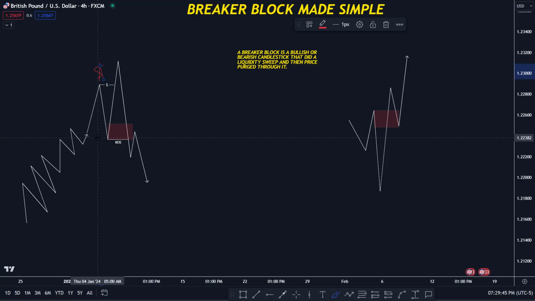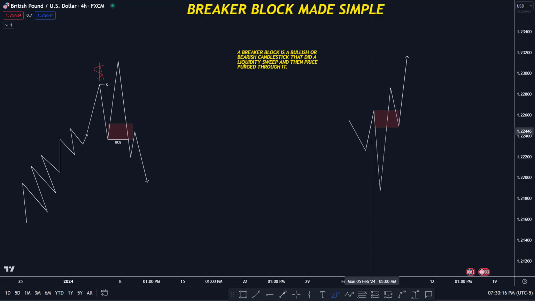So after this breakout structure, this last bearish candlestick right here, because price started crawling back down before we pushed back higher, the last bearish candlestick will be our bearish breaker block. So after our breakout structure, what we can expect is for price to come back and tap into our bearish breaker block to come back lower.